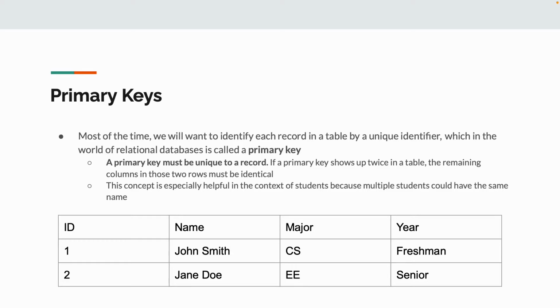If any of them are different, there's a violation of the primary key principle or rule, and your database system will get mad at you and yell at you and tell you that you have an error. This is especially helpful in the context of this example because many students can be named John Smith and major in computer science and be freshmen. So having a way to uniquely identify a student is extremely valuable.